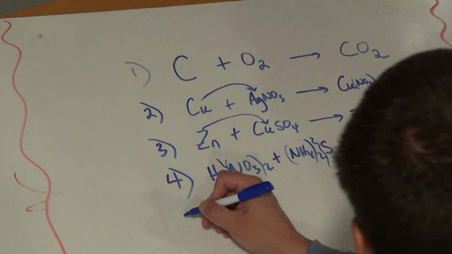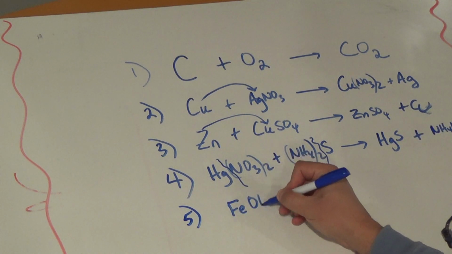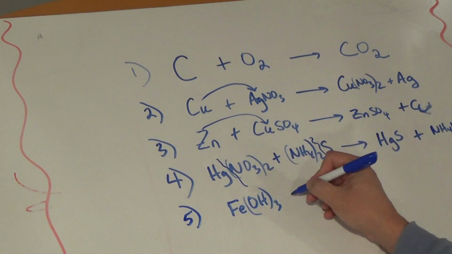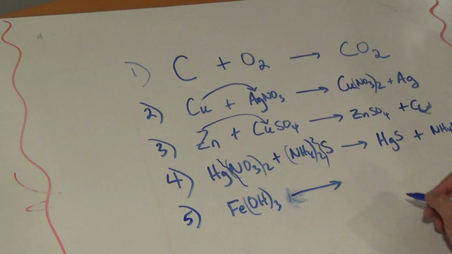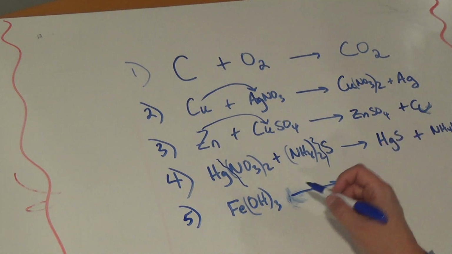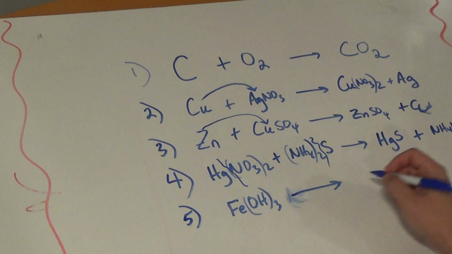Okay. 5, iron 3 hydroxide. Be careful of the parenthesis. Okay, you should know that already. We went through a lot of those. Yields, what is it? Okay, this is decomposition. These are going to be tricky to predict, so we'll learn those later on.